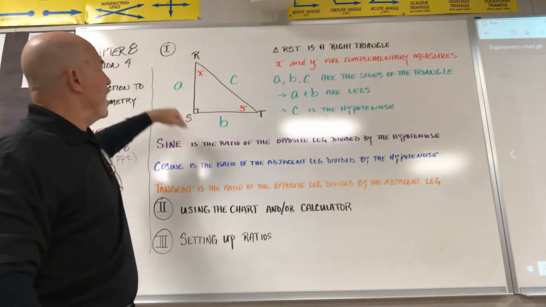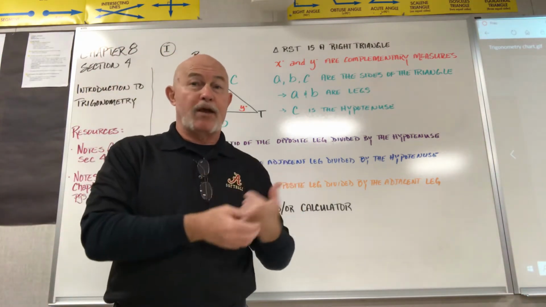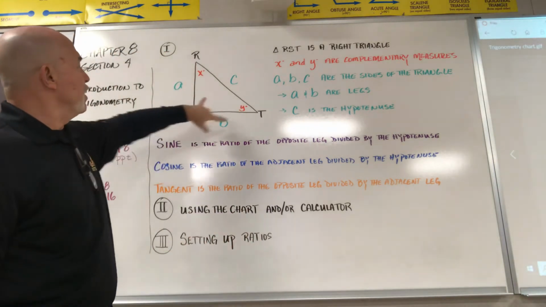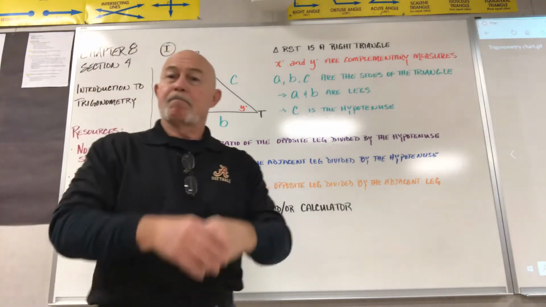Sides A, B, and C. We're going to stay with A, B, and C just like we use on the Pythagorean theorem. And A and B are still the legs. C is the hypotenuse.